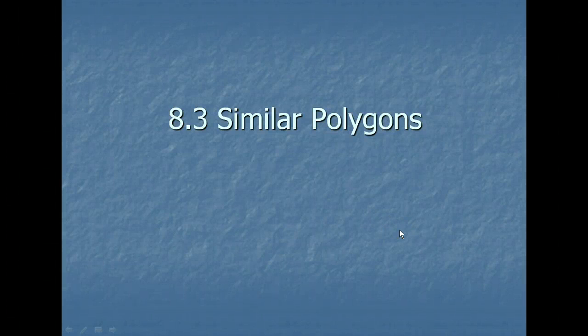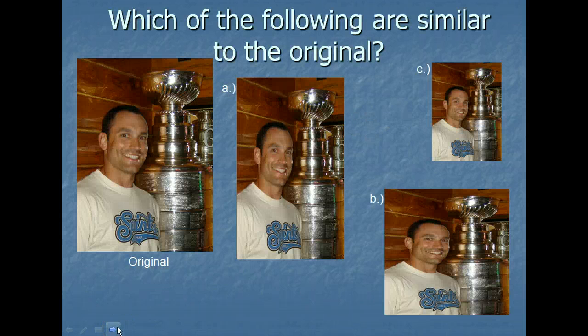In section 8.3, we're going to study similar polygons. In order to study similar polygons, let's first look at some shapes. Here is the original picture, and we have three choices, A, B, and C.